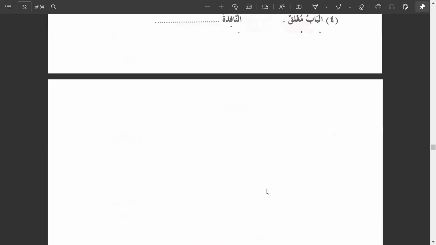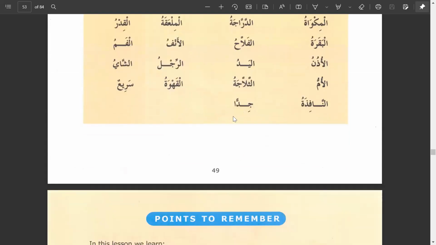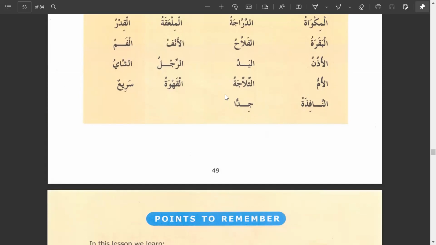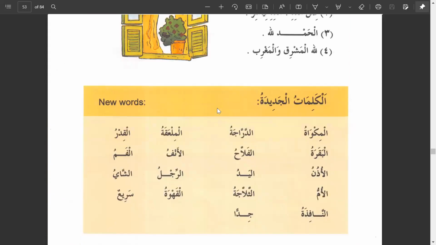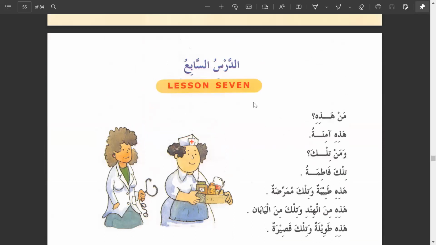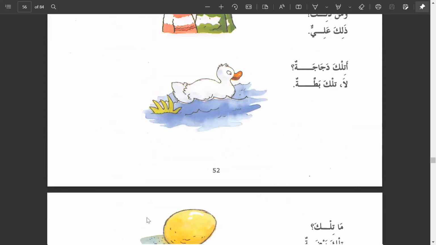Oh yeah. Okay. So window. And jiddan, very much. Very old, like jiddan, jadidatu jiddan, or something like that. Okay. So this was chapter 6. Inshallah, we will do chapter 7 next time. I think in chapter 7 we are going to do tilka, the pointer ism for far objects. Because hadhihi we already did, the new word is tilka. So inshallah, see you next time.